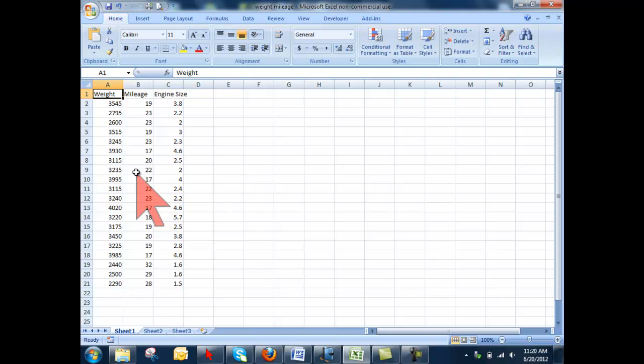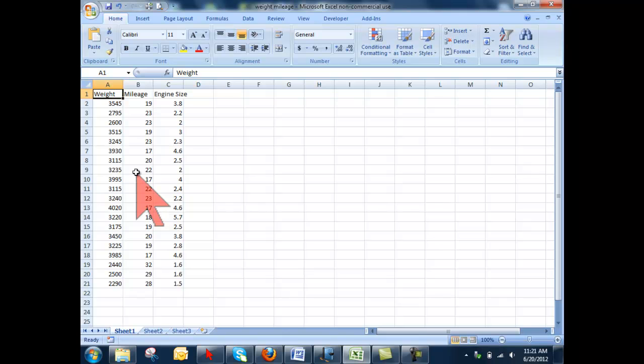So the thought comes to mind that perhaps we could use that relationship to our benefit to be able to predict mileages using weight. So for example, along comes a car that weighs 3,600 pounds. Approximately what would its gas mileage be? So let's look at the mathematics that would allow us to do such things.